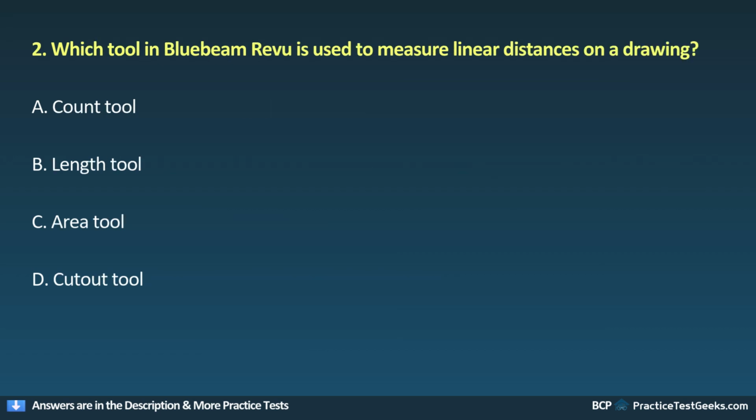2. Which tool in Bluebeam Revu is used to measure linear distances on a drawing? A. Count tool. B. Length tool. C. Area tool. D. Cutout tool.